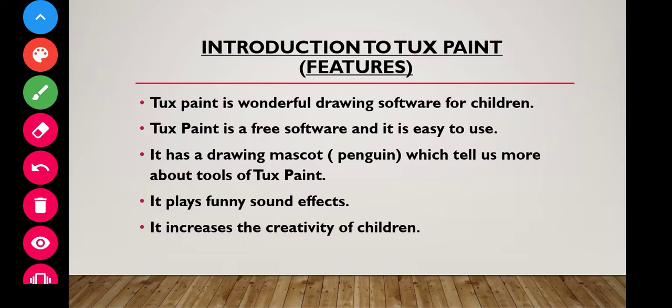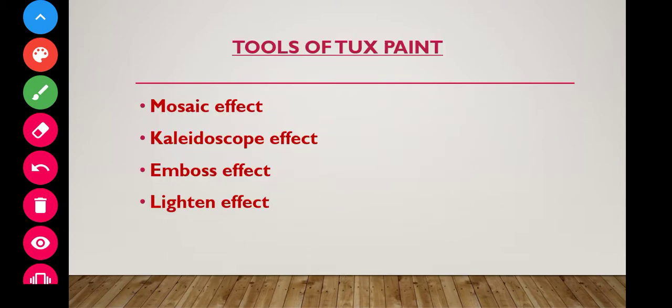Now, children, in this chapter, many tools are there which we are using in Tux Paint. Now, let's see which tools are there in Tux Paint, that is mosaic effect, kaleidoscope effect, emboss effect, lighten effect. Now, we will see all these topics one by one. First is mosaic effect. This effect is used to apply a pattern of many small colored pieces of stones on the canvas.